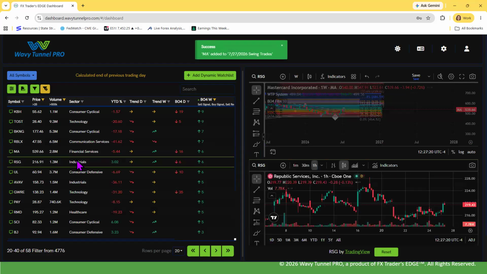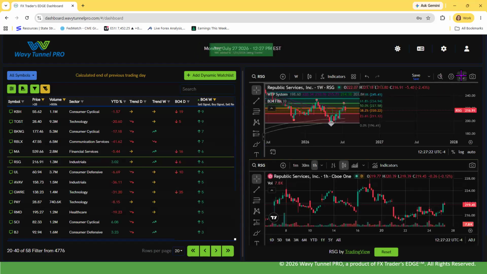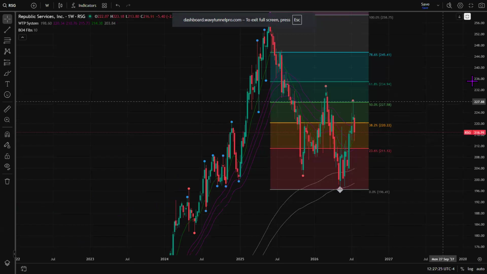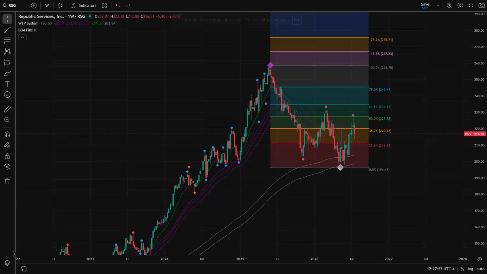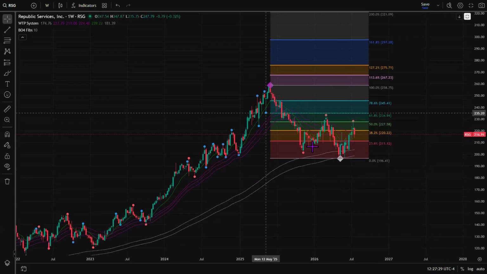Okay, next. This is a beautiful three-wave move down. The wave is above the tunnel. I'm sticking this on the watch list. This is a nice one.